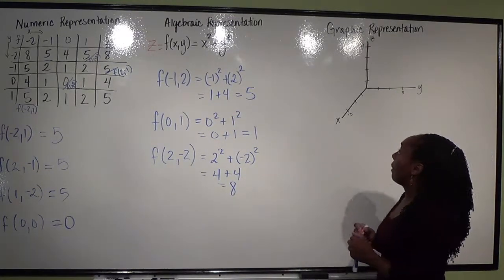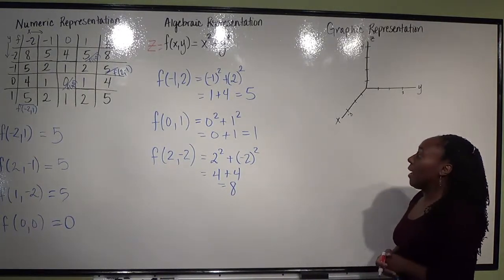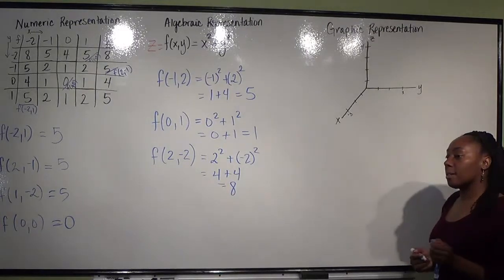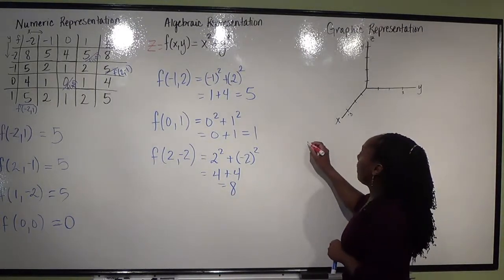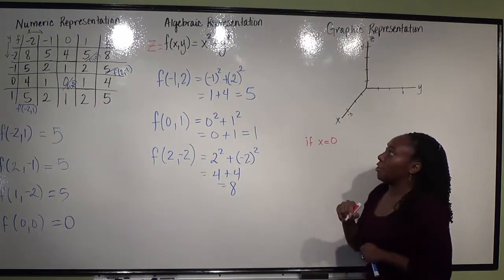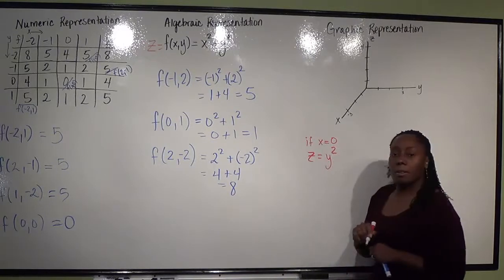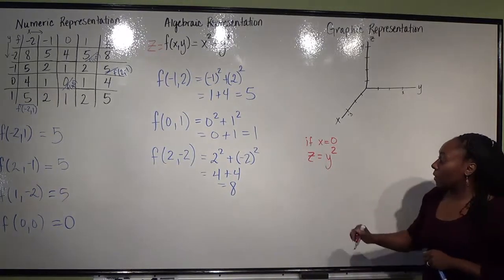Okay, and for some of these, like I said, it's not always apparent how to go about graphing these. And so the best way to think of this is if I'm looking at z equaling x squared plus y squared, I can do two of the dimensions at a time. And what I mean by that is if I let x equal 0 in my function, then I'm basically looking at z equals y squared. Okay? And so we know what this looks like.